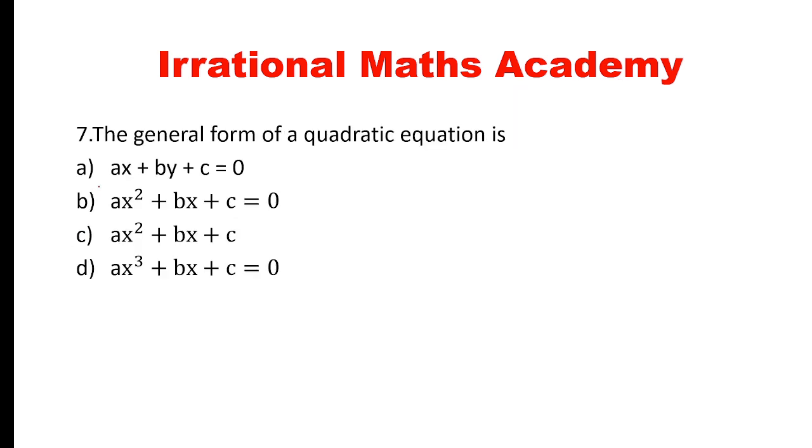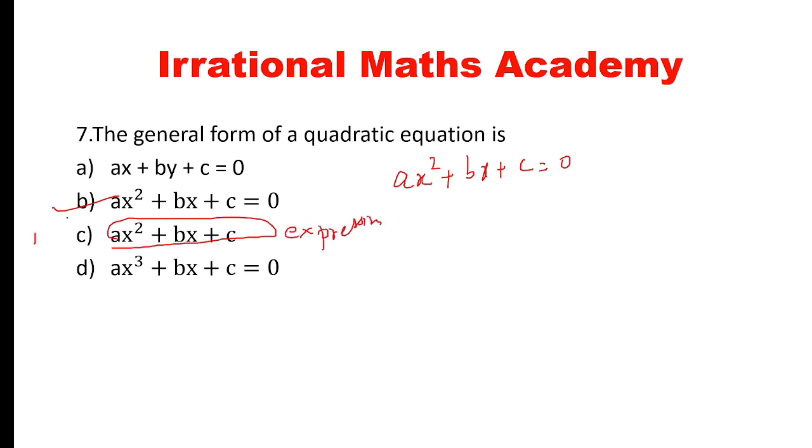Next. General form of quadratic equation. Just now I wrote it: ax square plus bx plus c equal to 0. This is matching. Here, don't get confused. This one is an expression, not any equation. Even though you can see the same terms, the equal to sign is missing. So in a hurry, don't mark this. It is an equation, and this is an expression.